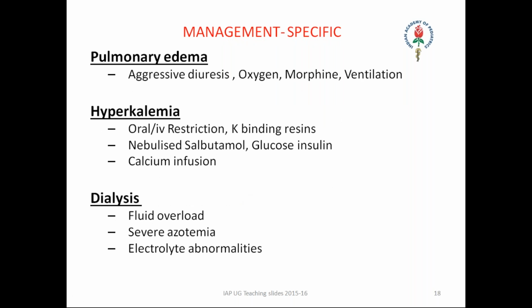Coming to the specific management, for pulmonary edema, first you do the diuresis and give oxygen. If needed, you give sedation like morphine and ventilate the child. For hyperkalemia, oral or IV potassium restriction and potassium binding resins. You give salbutamol nebulization and glucose or calcium infusion. That is the treatment of hyperkalemia. Dialysis is for fluid overload, severe azotemia, or electrolyte disturbances.